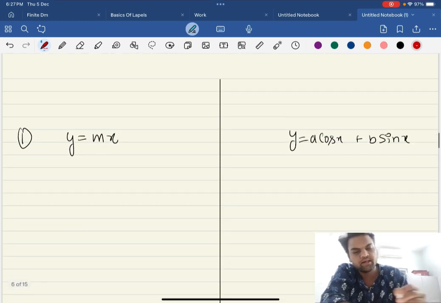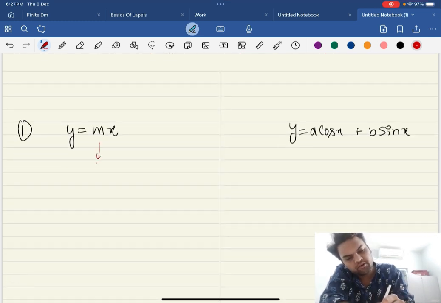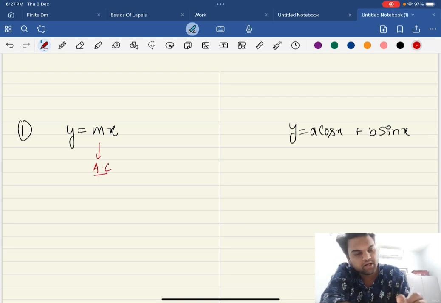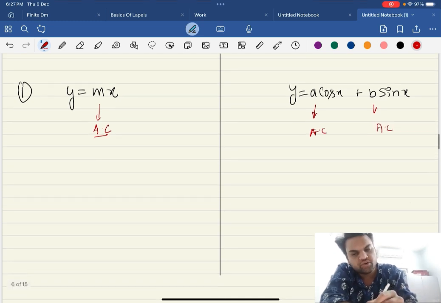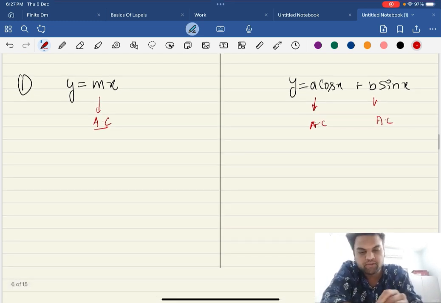Just take an example here. Here m is an arbitrary constant. There is only one arbitrary constant. Here there are two arbitrary constants, a and b. So I cannot differentiate this equation more than one time.